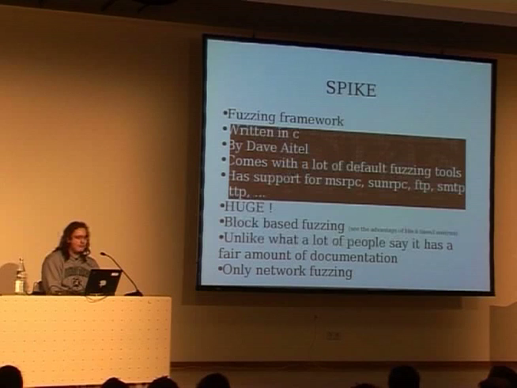Most people say that Spike doesn't have much documentation. I think it actually has a fair amount of documentation. It's got some slides that Dave has, a paper, and a whole lot of fuzzing tools and fuzzing scripts in there that you can just look at and see what it does and learn from. Unfortunately, Spike, again, only does network fuzzing. It kind of sucks, but, well.